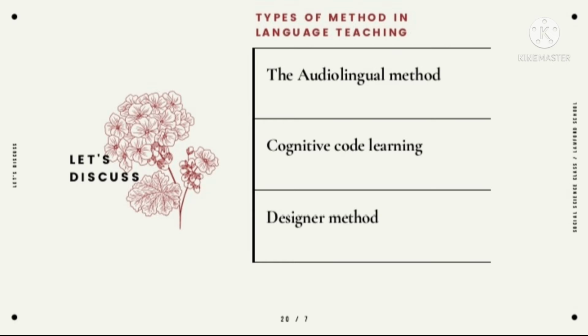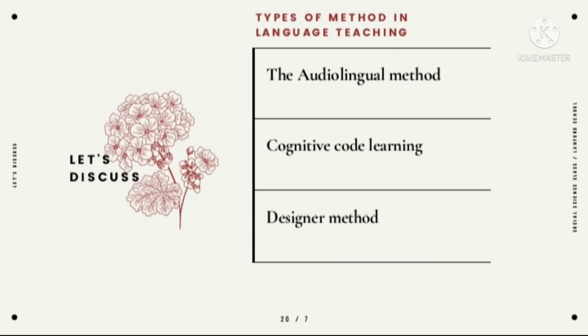And the fourth is limited vocabulary, learned by context. So the vocabulary learning is focused on the context. And the fifth is pronunciation matters. And last but not least, there's much use of tapes, language labs, and visual aids.